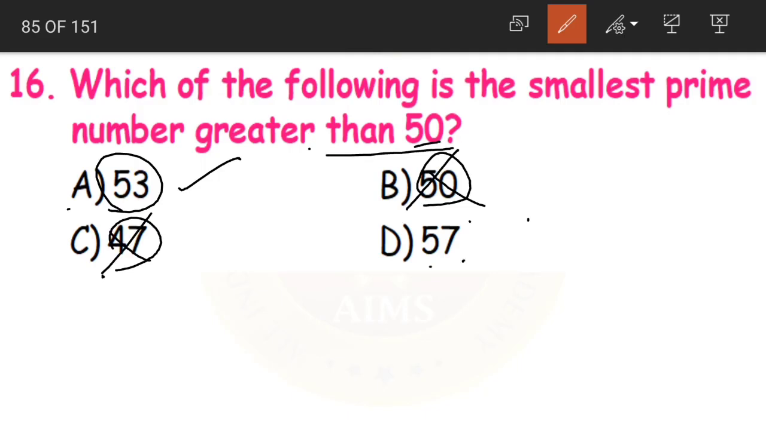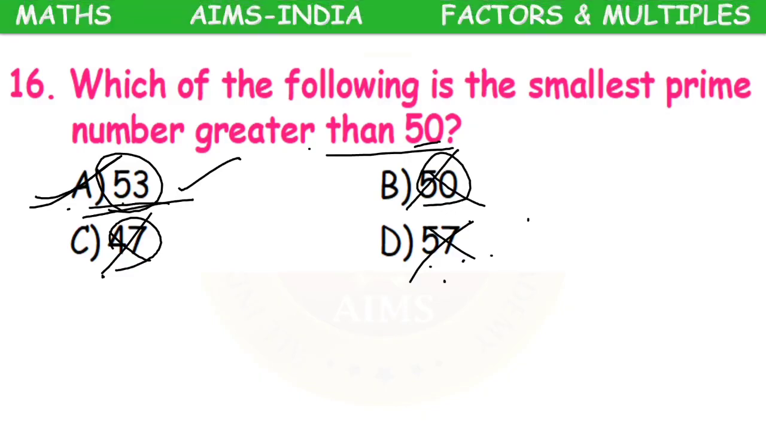Next, 57. 57 is not a prime number, children. 57 is also not a prime number. So what is our answer here? The remaining number is 53. So 53 becomes our smallest prime number greater than 50.